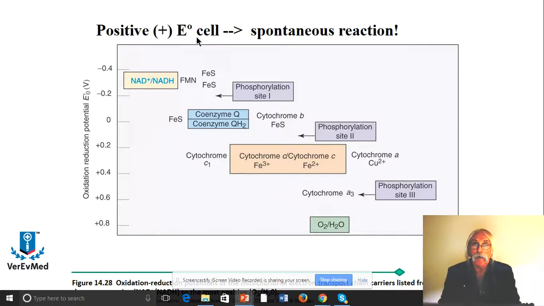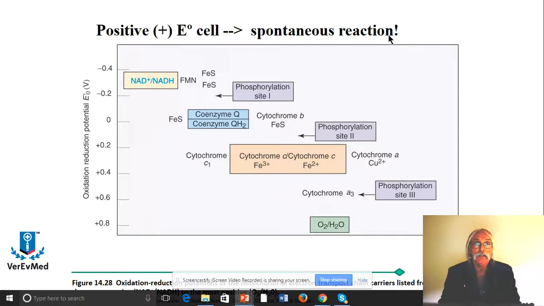All right, so remember, last time we talked a little bit about inorganic chemistry, and we talked about the cell potential. If we have a positive E0, which is the cell potential, you have a spontaneous reaction. That means it's going to move forward, unless something is going to stop it.